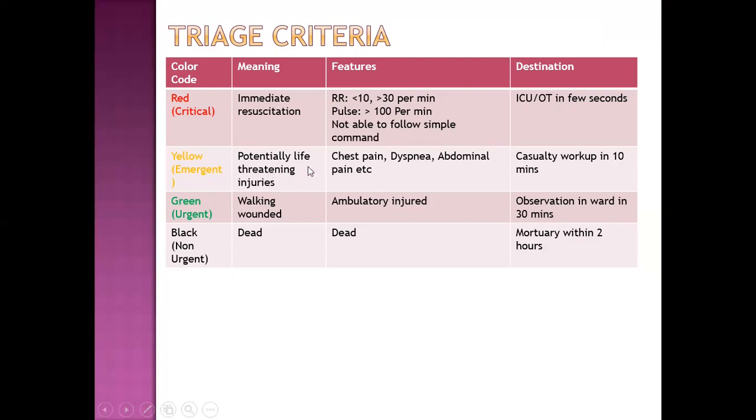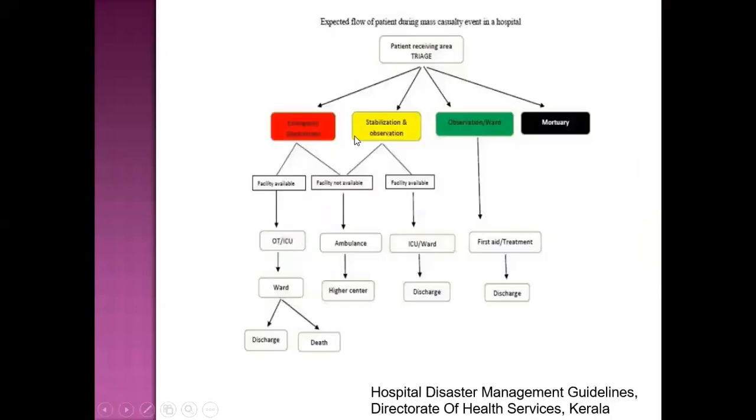Then emergent cases are potentially life-threatening injuries, and the guidelines include chest pain, dyspnea, abdominal pain, and many others. These patients should be worked up within 10 minutes in casualty. Then the green are urgent cases. These are usually ambulatory wounded or injured patients, and they are observed in the ward within 30 minutes. Then the black category are dead on arrival, and they are sent to the mortuary within 2 hours, and the rest are non-urgent. So this is the figure I have taken from this document.